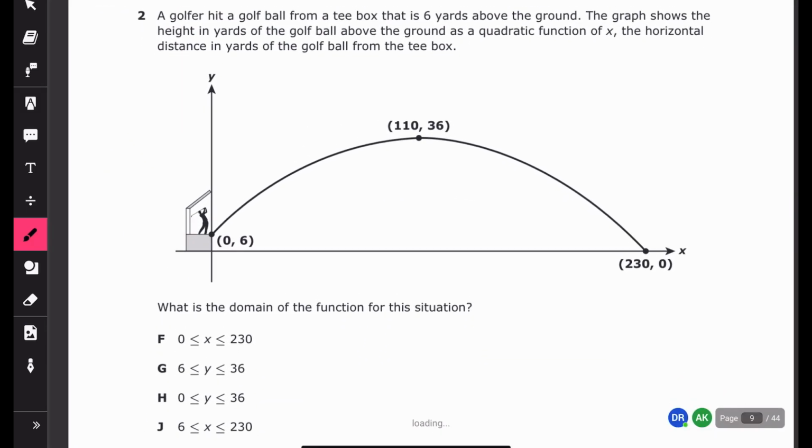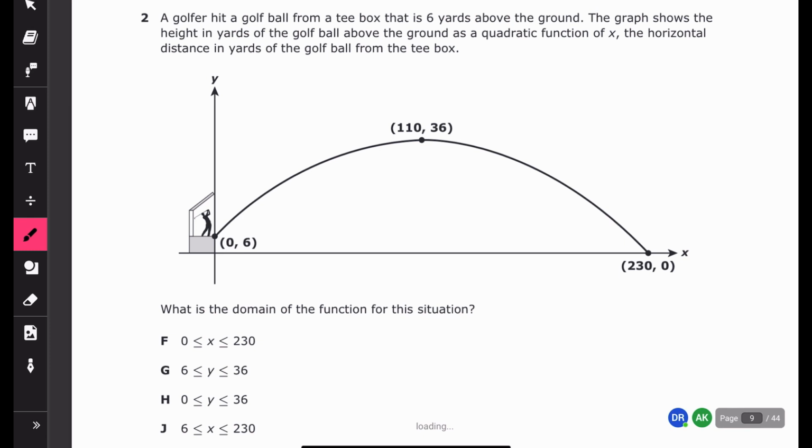Second problem, a golfer hit a golf ball from a tee box that is 6 yards above the ground. The graph shows the height in yards of the golf ball above the ground as a quadratic function of x, the horizontal distance in yards of the golf ball from the tee box. So this is the graph given to us. The golfer is hitting the ball, it's going to the maximum height it's attaining, and then it's coming back. So it's a quadratic function because it's in the form of a parabola.